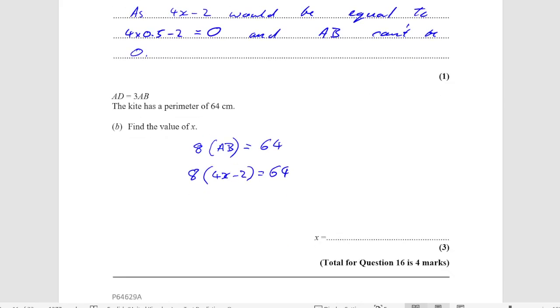So if I divide both sides by 8, I would get 4x minus 2 is equal to 8. Add 2 on both sides. 4x is equal to 10. So x would be equal to 2.5.